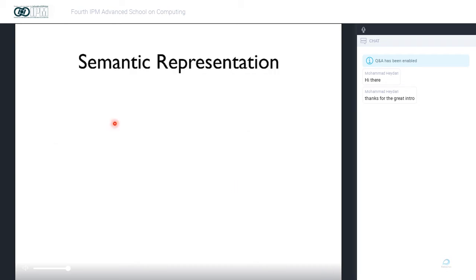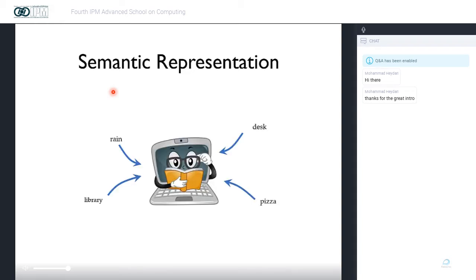One of the most fundamental problems in both natural language understanding and natural language generation is semantic representation. The problem here is to represent the meaning in a mathematical or machine-interpretable form for computers to be able to understand it. So the basic problem here, for instance, considering words, is to attach some meaning to different words so that the computer can make sense of the word it is seeing. Like, what is the semantics behind desk, pizza, library, and rain?